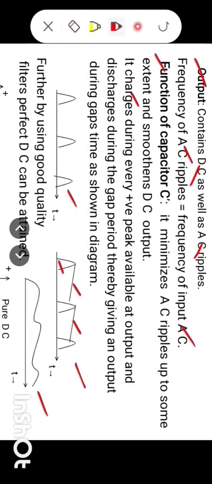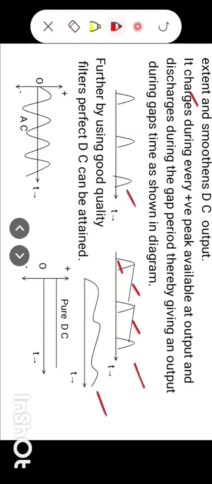Okay, it still contains some ripples. Further, by using good quality filters, perfect DC can be obtained. So this is AC input and this is perfect DC or pure DC we have, where we have the constant amplitude. The remaining ripples in this output are also removed by using good quality filters. So this is how we get half wave rectified output.